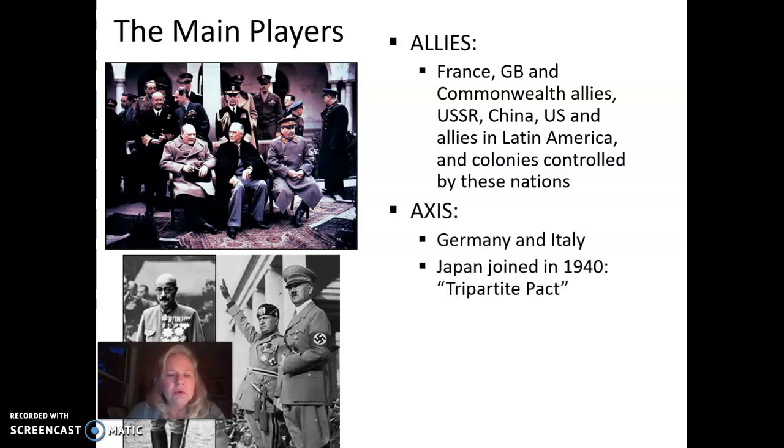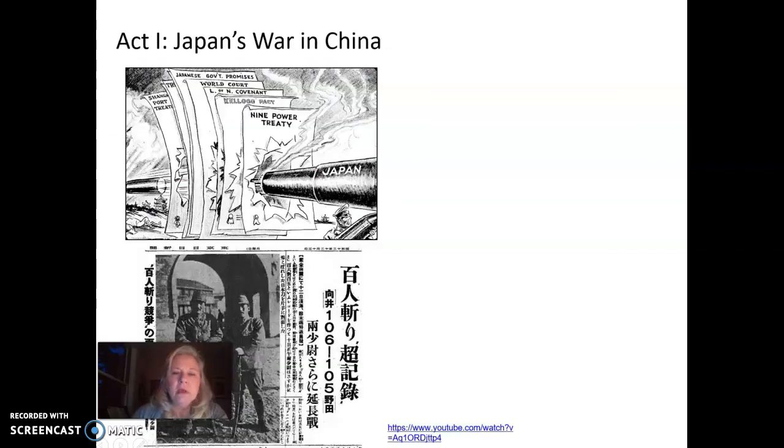The Axis, the original Axis, was Germany and Italy. And you can see here a picture of Hitler and Mussolini. And then Japan, here's Hirohito, joined the Axis powers in 1940 in something called the Tripartite Pact.